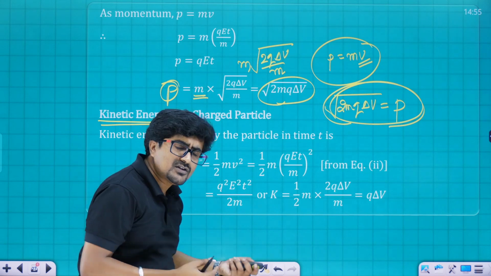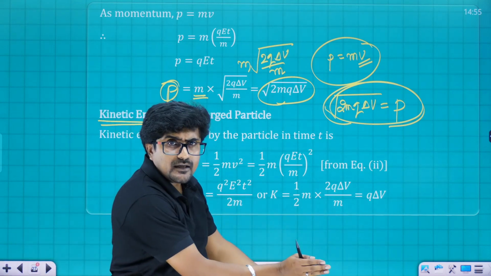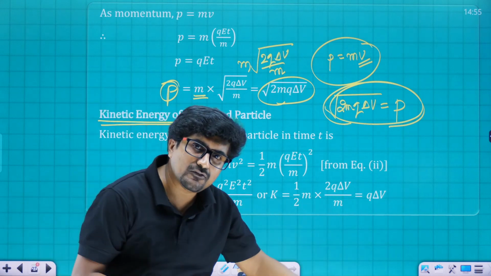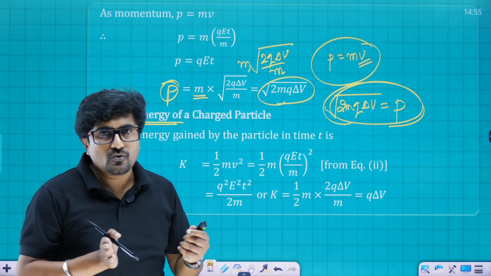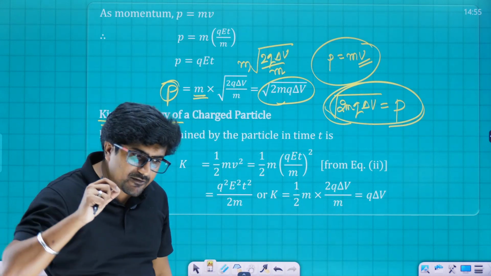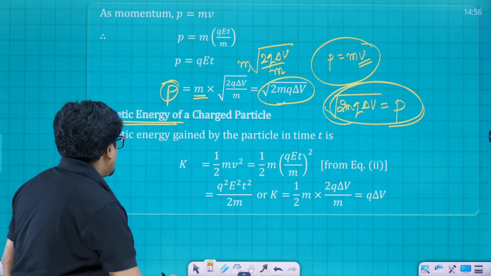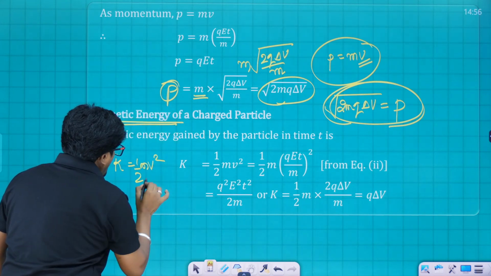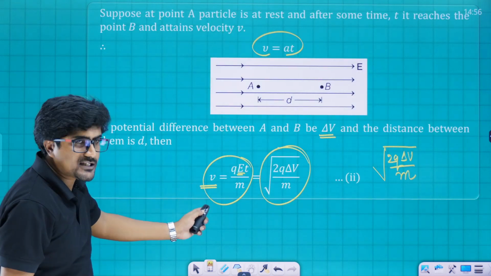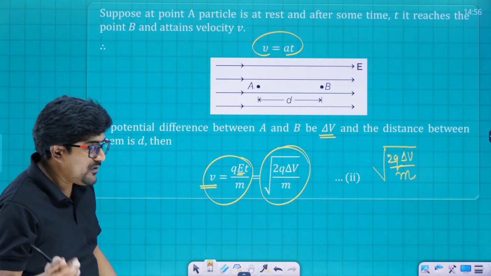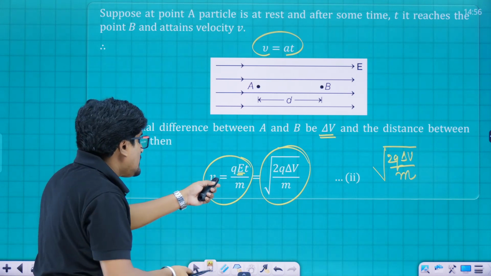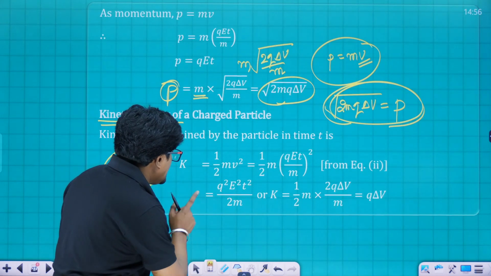And comes the last one, that is the kinetic energy. If the charged particle is allowed to accelerate in an electric field, or through a potential difference of delta v, finally it is going to have a non-zero value of speed, so definitely it has kinetic energy. The kinetic energy K is half of m into v square. We have the expression for v in terms of electric field, and in terms of the electric potential, so the same thing is considered here.